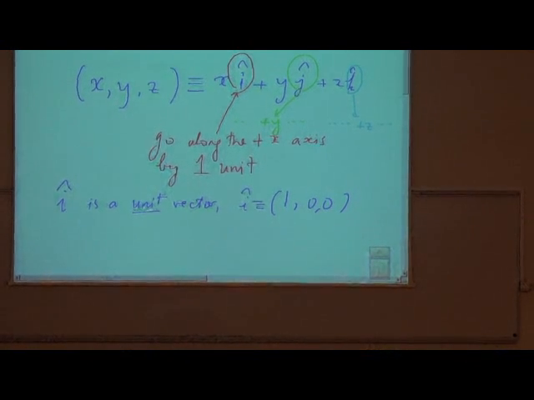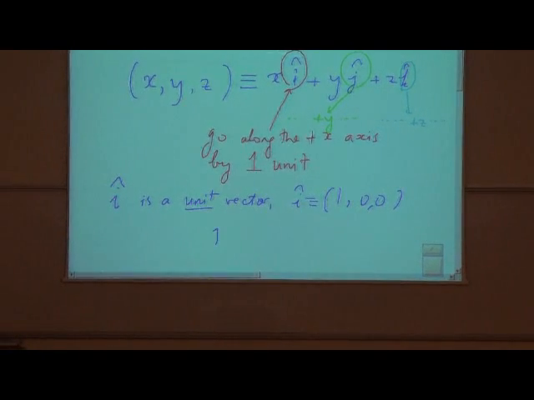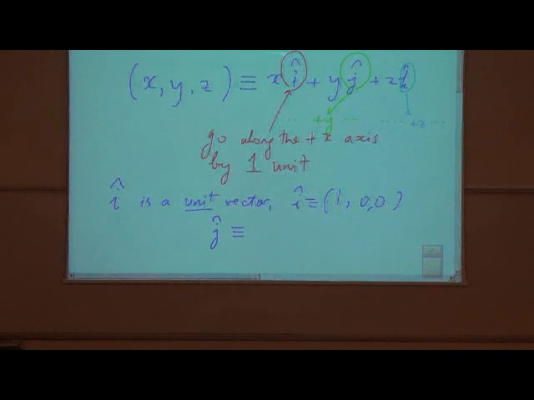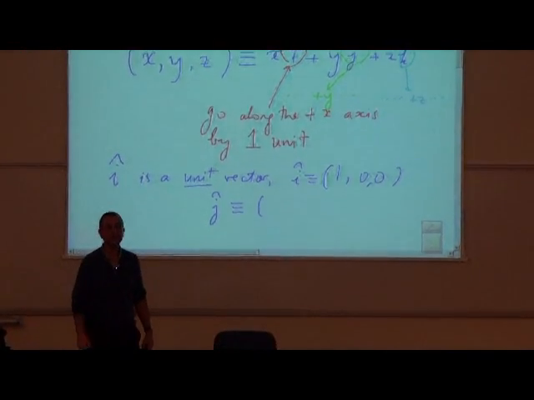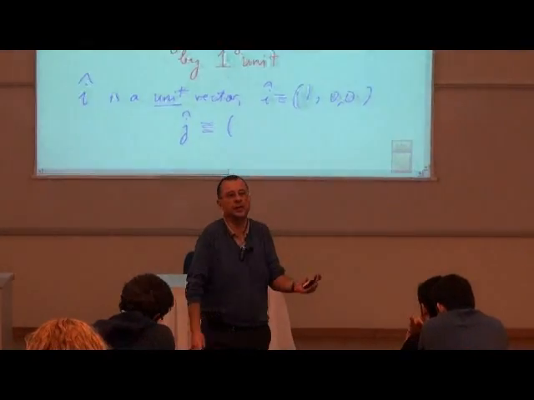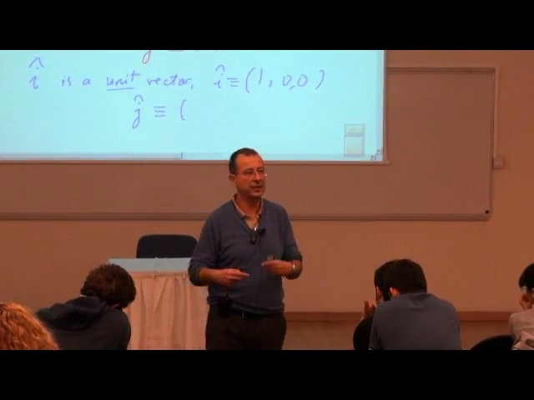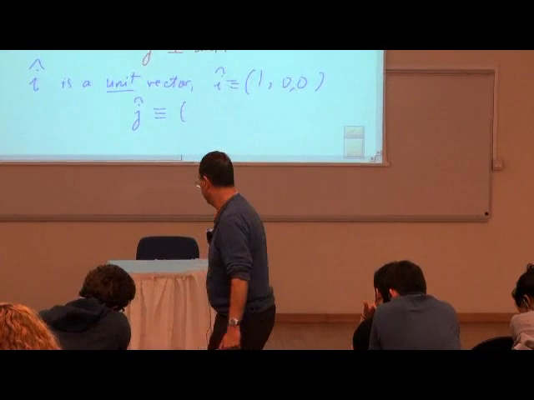This is the vector I. Now, can you tell me what the vector J is? 0, 1, 0. Don't go along the x-axis: 0. Go one step along the y-axis: 1, and 0 for Z.